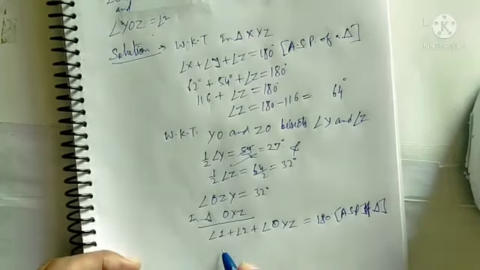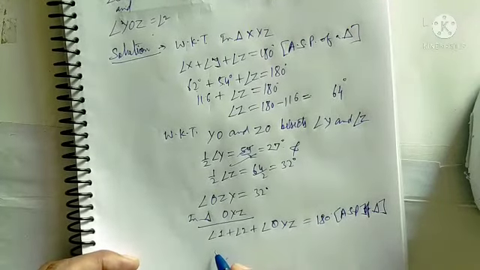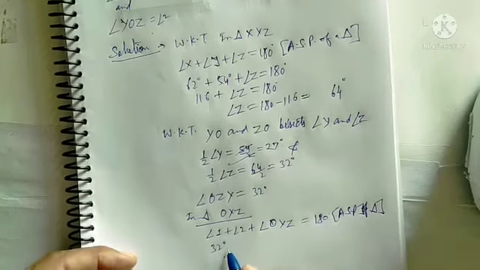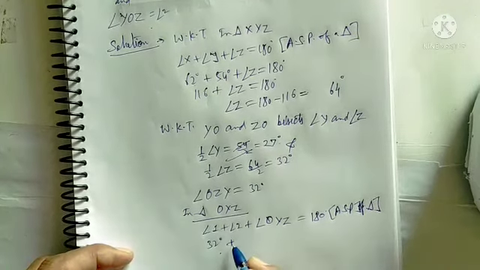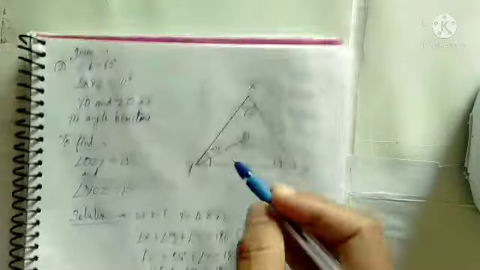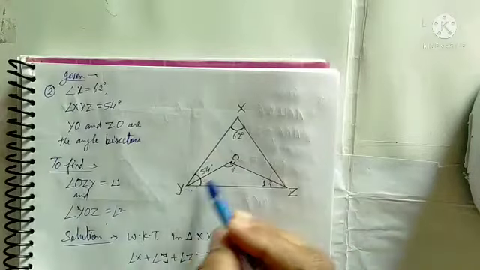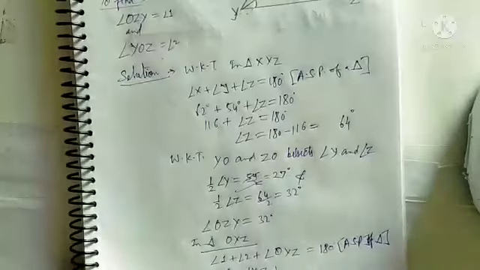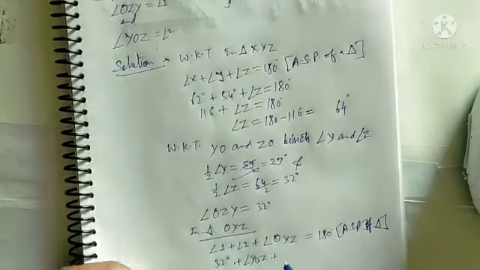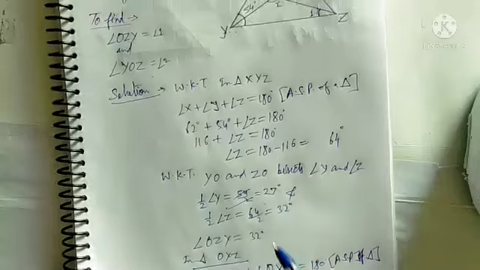The angle 1 we got just now, that is 32 degree. 32 degree we got. Plus angle 2 we want to find out. Angle 2 means angle YOZ. Angle 2 means this angle YOZ. We want to find out. And OYZ is just now we got, sorry, 27 degree. OYZ.